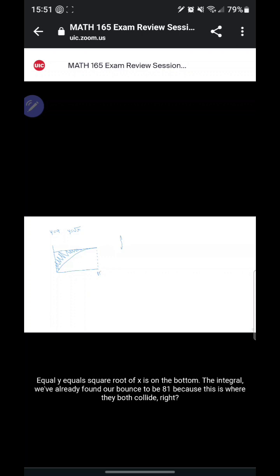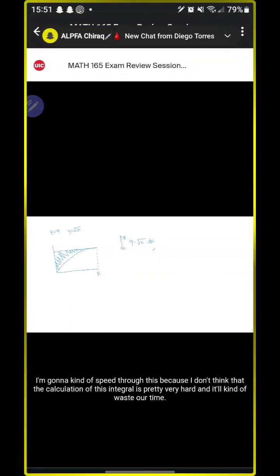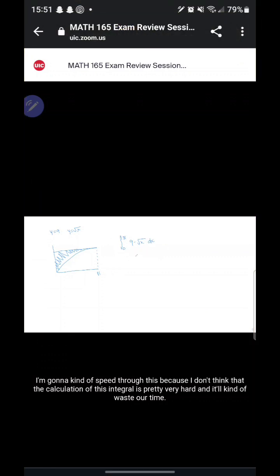The integral, we've already found our bounds to be 81 because this is where they both collide, right? From 0 to 81 of 9 minus the square root of x dx. So this is how we're going to set up our integral. And now I'm going to take a quick second to solve it. I'm going to speed through this because I don't think the calculation of this integral is very hard and it'll waste our time.